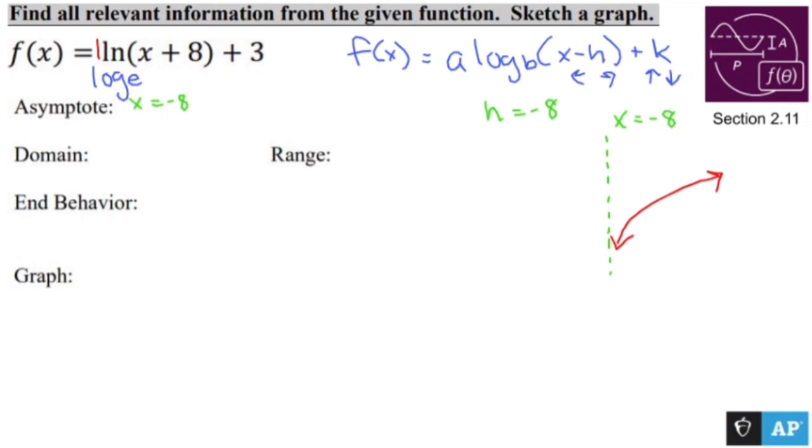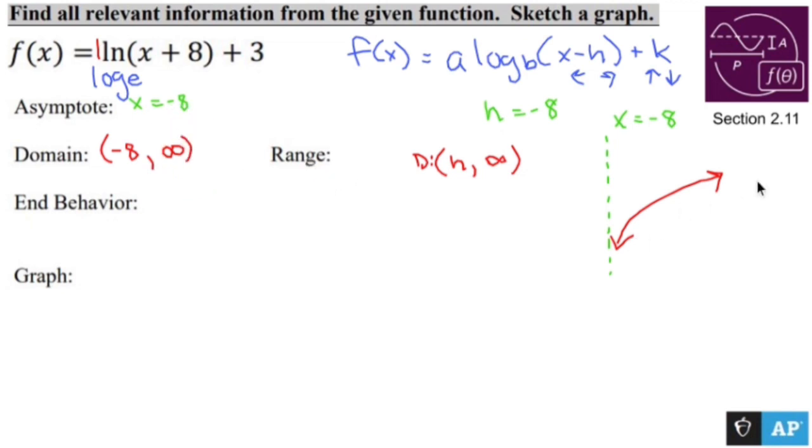What that means is I'm not allowed to plug in anything that is negative 8 or smaller. So my domain is found by doing essentially h to infinity. In this case, my domain is negative 8, not including negative 8 because you're not allowed to take the ln of 0, to infinity. Here, we'll turn that 0 into a double 0. Look at that. Perfect. Nailed it.